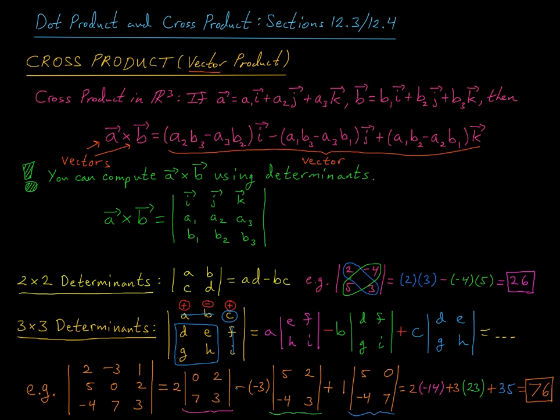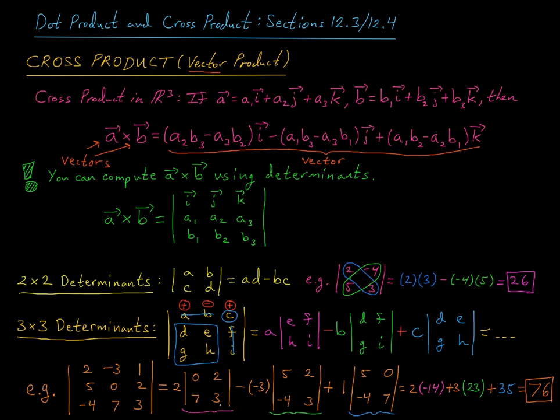Then I'm going to do what? Well, minus, because of this sign change I noted up above, a negative 3, and then that's going to multiply what 2 by 2 determinant? Well, I'm going to delete out the rest of column 2 and row 1, so I'm left with this determinant 5, 2, negative 4, 3. Okay, so I'm going to have to compute that, and then I'm going to do a plus 1, that's the last entry in row 1, and that's going to multiply the determinant I get by deleting out row 1 and column 3, so that's 5, 0, negative 4, 7.